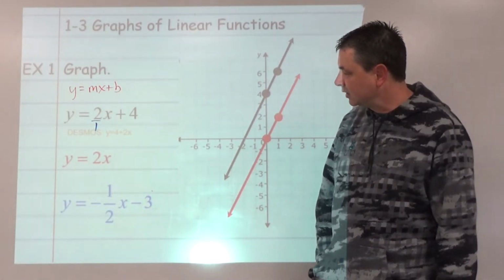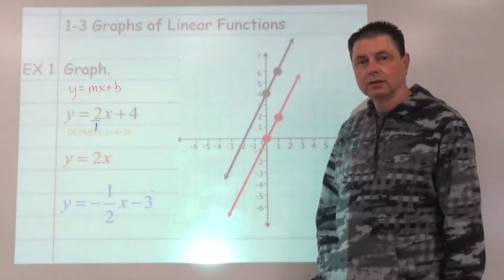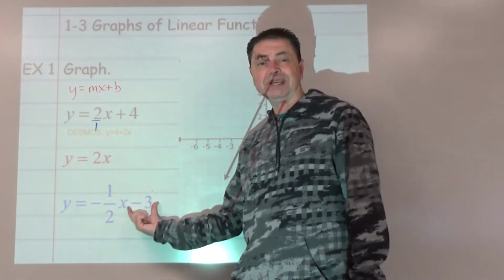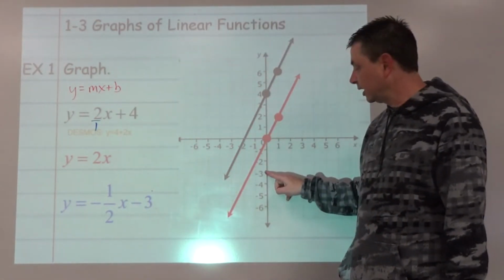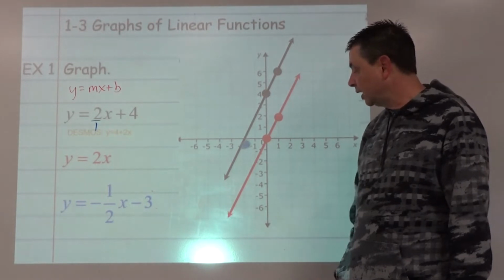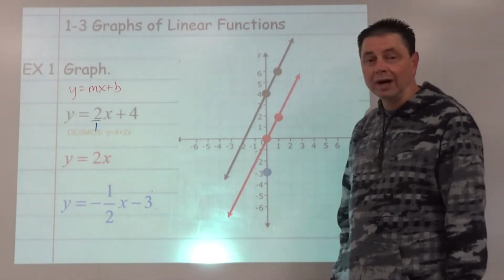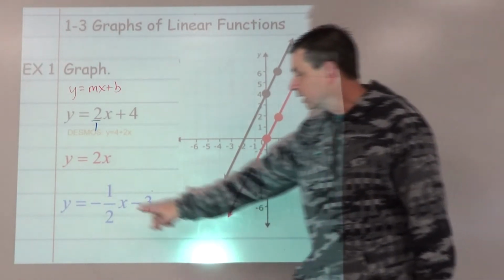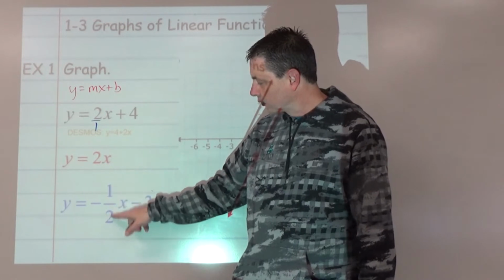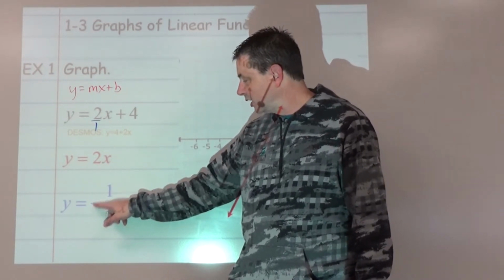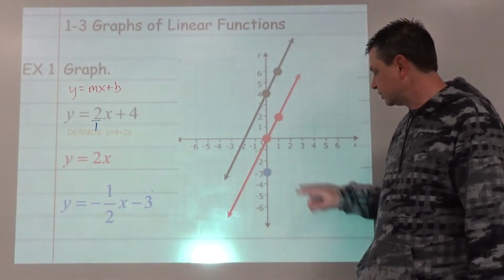Here's another one. y equals negative 1/2 x minus 3. So once again, we grab the b part, the y-intercept. We're going to start there. There's our first point on the y-axis. Remember, that has to be on the y-axis as it's a y-intercept. And then our slope is, we're going to go down 1, right 2, rise over run. Down 1, we always go to the right, right 2. Down 1, right 2.